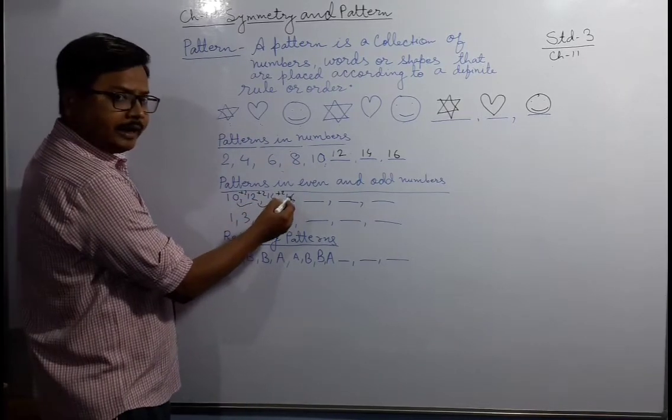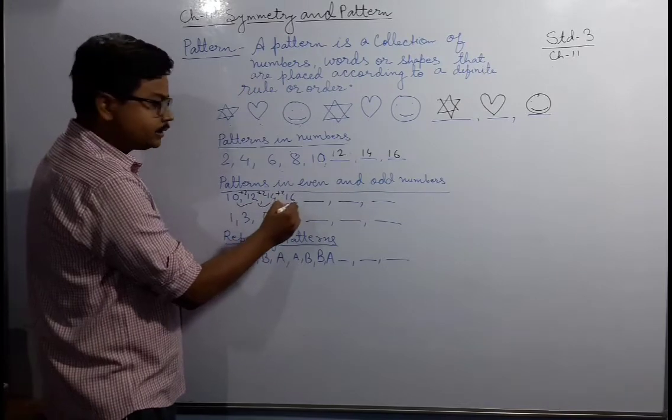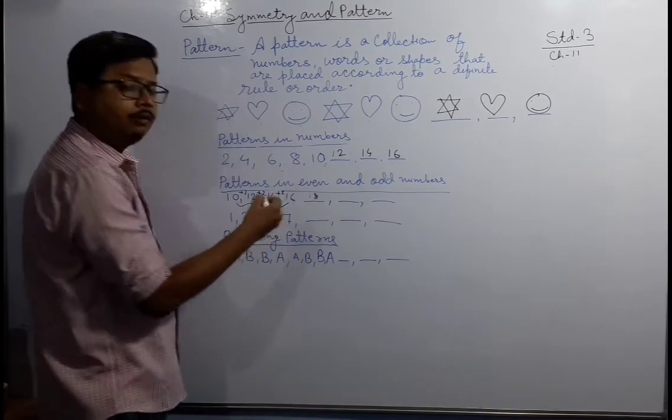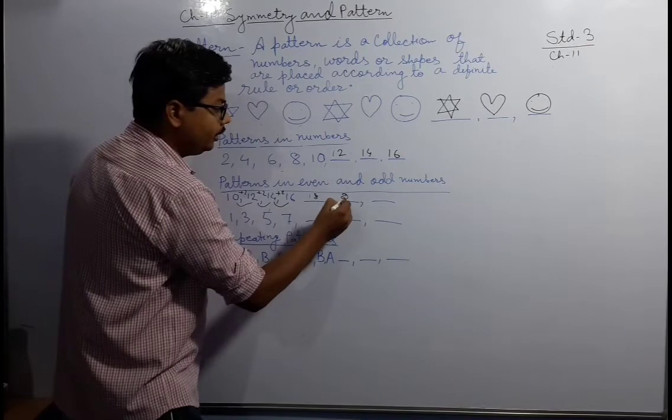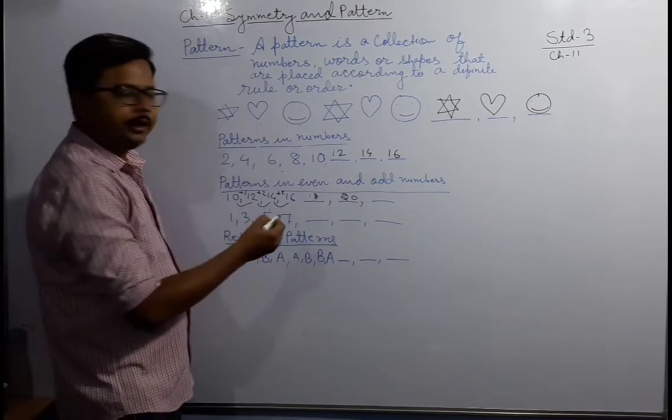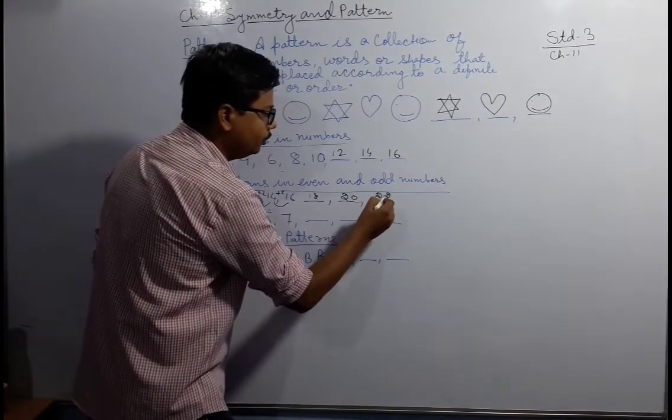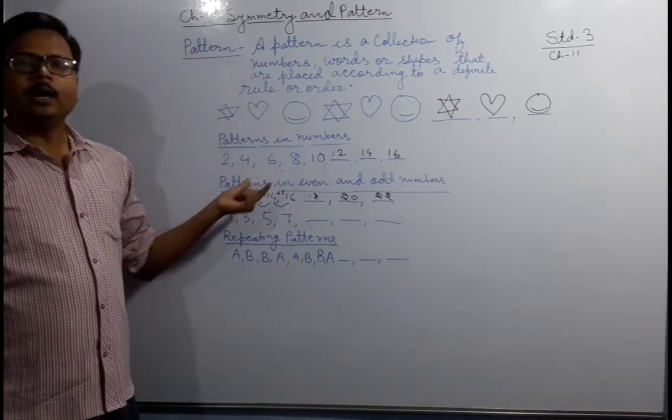14 plus 2, 16. Again we add 2 in 16, it becomes 18. Again we add 2 in 18, it becomes 20. And again we add 2 in 20, it becomes 22. So we are following the pattern.